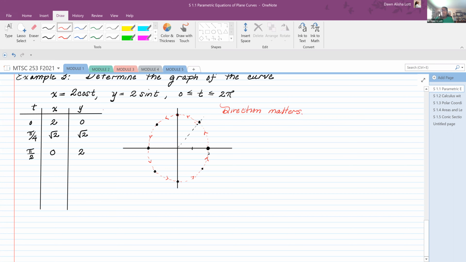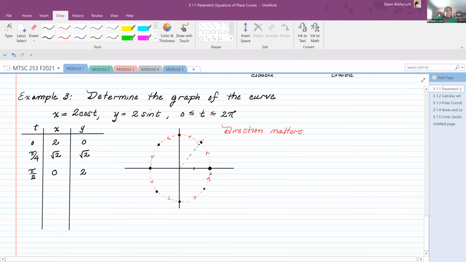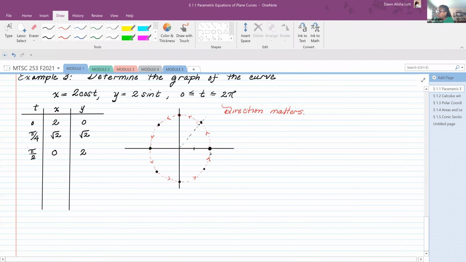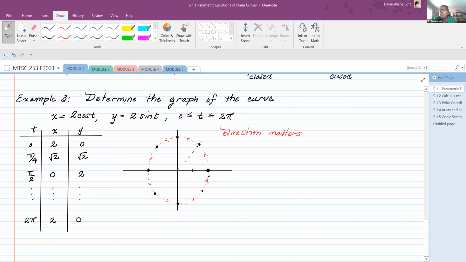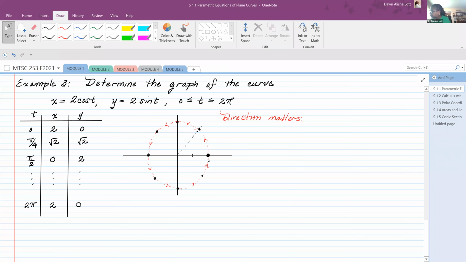If I switch x and y, that's a whole other curve. Okay, so these points lie on a circle of radius 2. I can keep going until I get down to 2 pi. And then this is (2, 0). So I can see this is not only a simple curve that's a circle, it's also closed. Okay, now suppose I wanted to try to find the equation in xy coordinates. So find the Cartesian representation.